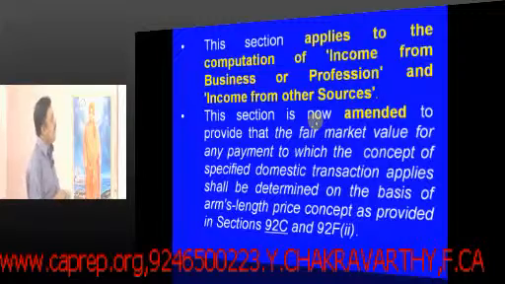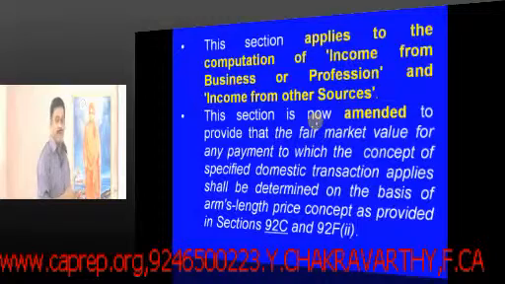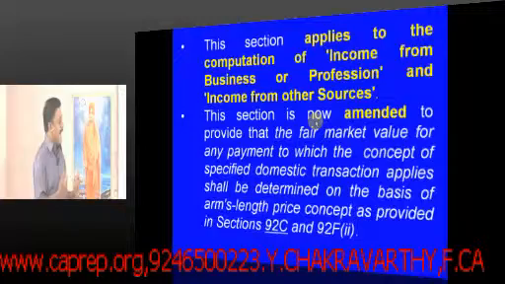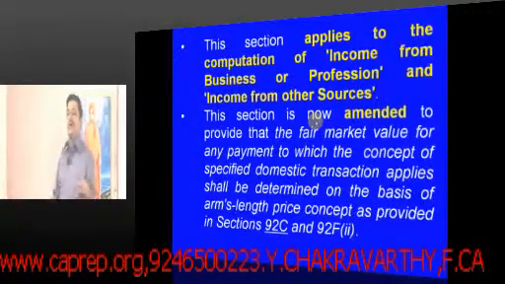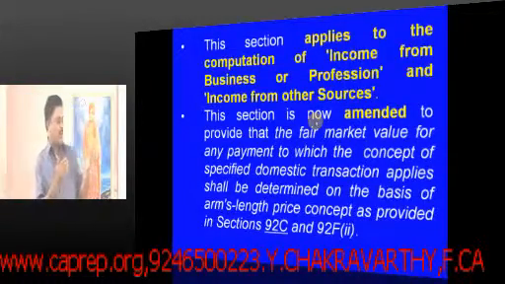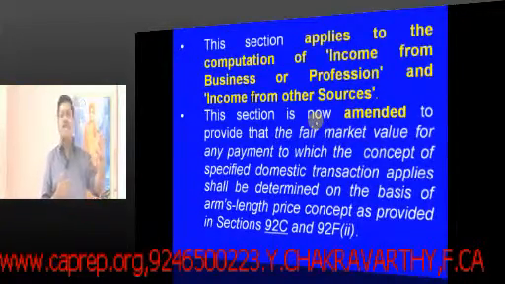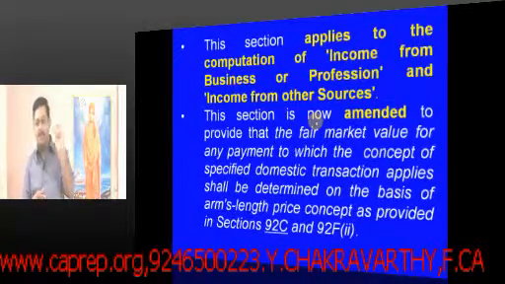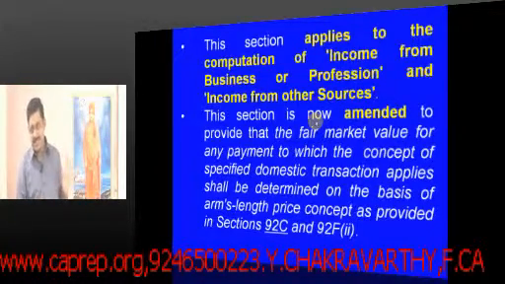So this section is now amended to provide that the fair market value for any payment to which the concept of specific domestic transaction applies shall be determined on the basis of the arm's length concept as provided in sections 92C to 92F. So as a student, you should now be clear how the question is going to be set in the examination. They will ask you to write simply what is a specific domestic transaction, or the provisions of transfer pricing and their applicability to specific domestic transactions.